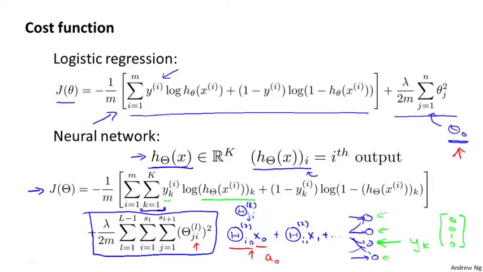But this is just one possible convention, and even if you were to sum from i equals 0 up to s_l, it'll work about the same, and it doesn't make a big difference. But maybe this convention of not regularizing the bias term is just slightly more common. So that's the cost function we're going to use to fit our neural network. In the next video, we'll start to talk about an algorithm for trying to optimize the cost function.